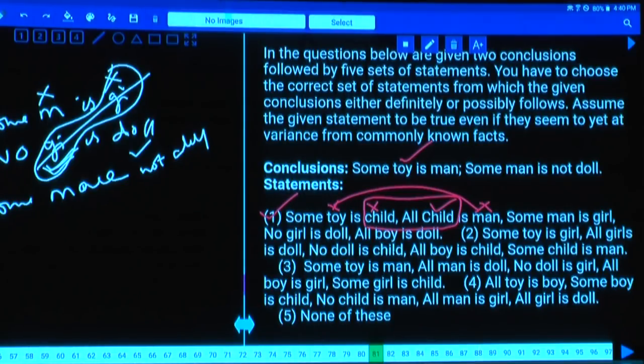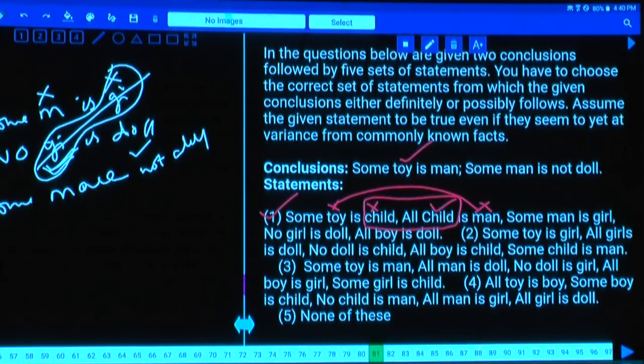Done with this? Question number 81, choice 1. Follow here? Yes, followed or not this one?